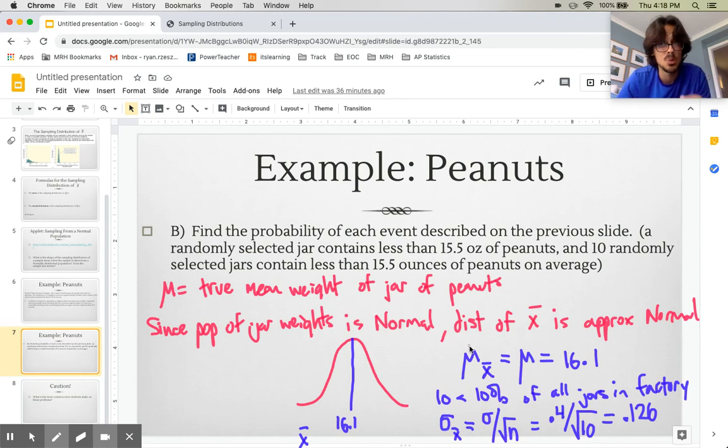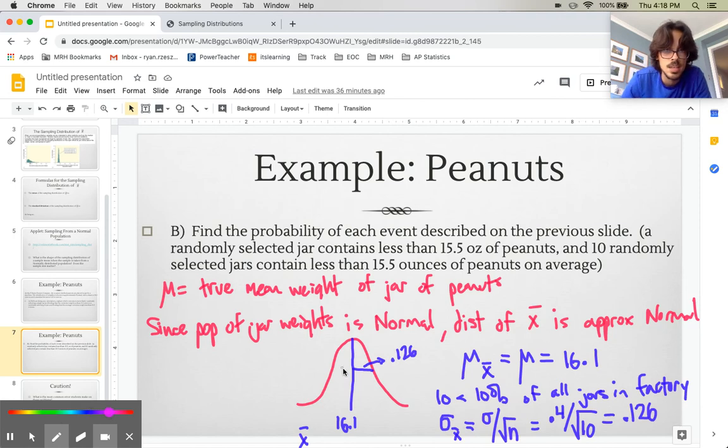X bar's graph is less variable than your population. So you should have a smaller standard deviation. I wouldn't want to use that same 0.4. My new standard deviation is the smaller 0.126. And then we're asking for the same probability.